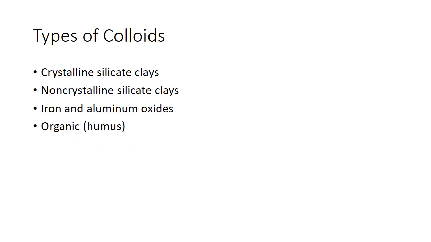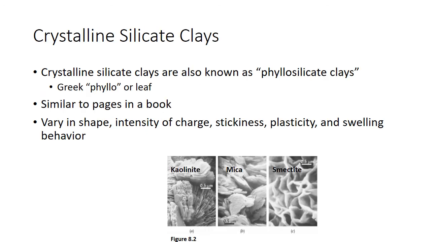The types of colloids include crystalline silicate clays, non-crystalline silicate clays, iron and aluminum oxides, and organic matter or humus. So let's talk about the crystalline silicate clays first. You'll oftentimes hear these referred to as phyllosilicate clays. Phyllo is the Greek word for leaf, so leaf clays or leaf silicate clays. And they vary quite a bit based on their composition and properties.